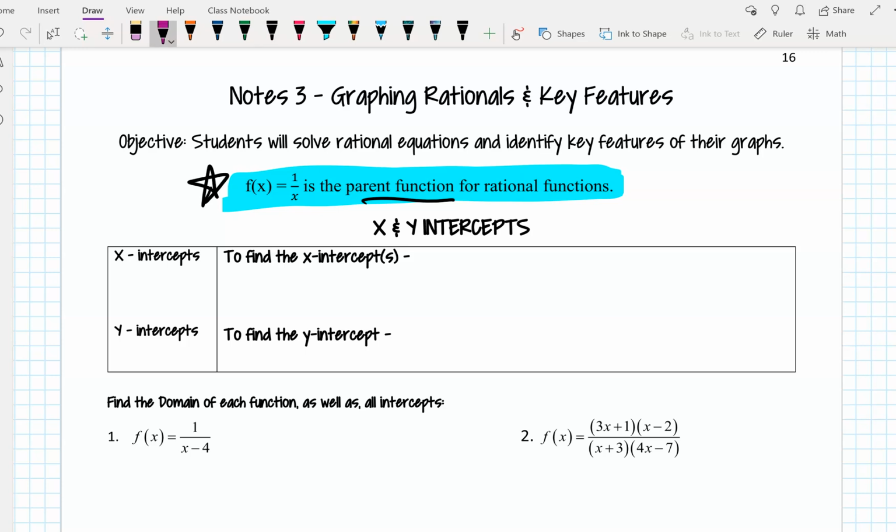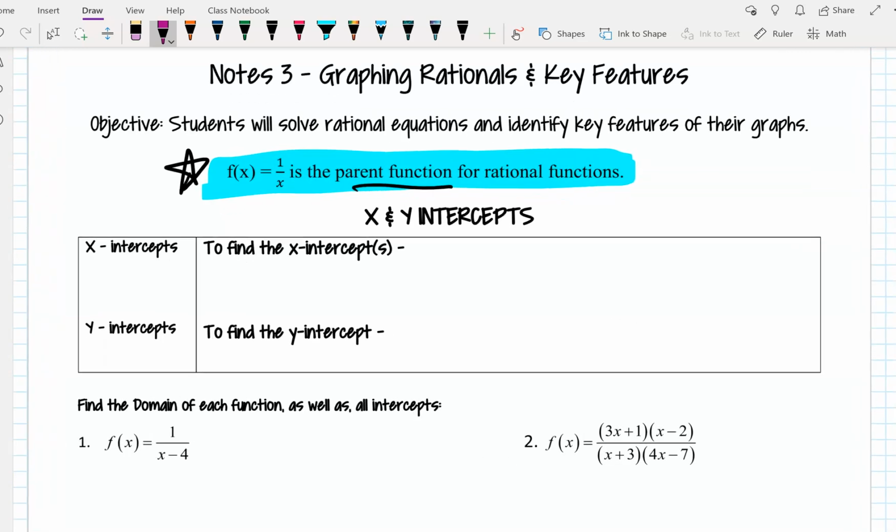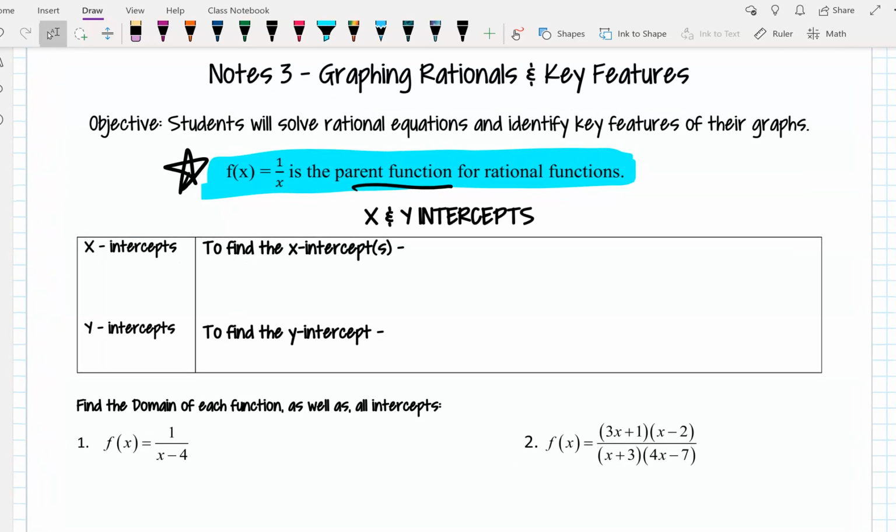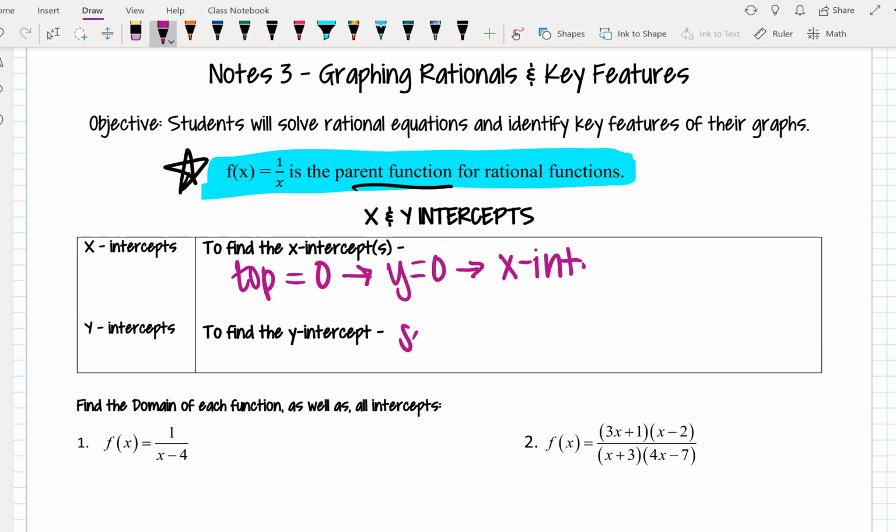So, x and y intercepts. To find them by just looking at the equation, looking at your function, you find your x-intercepts when the top of your fraction is equal to 0, okay? Because this is when y is equal to 0. So if the top is equal to 0, that's where y equals 0, which gives you that x-intercept. To find your y-intercept, we're going to set all of our x values equal to 0 and then simplify.